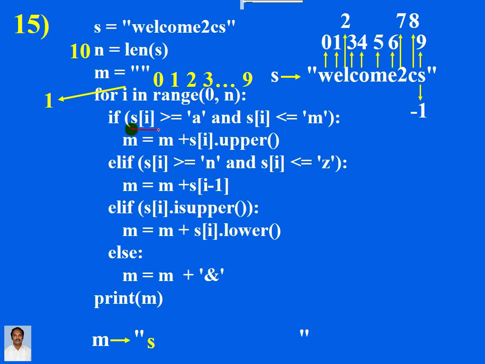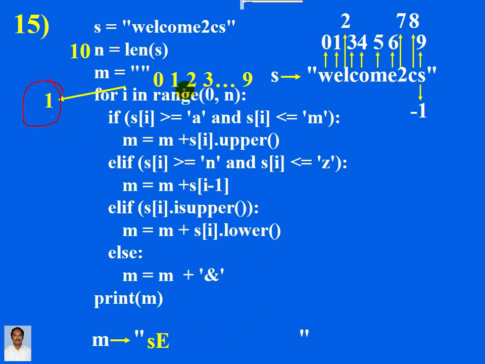After that, I takes the next integer in the range. I is equal to 1. So what is S of 1? E. E greater than or equal to A and E less than or equal to M. Condition true, because E is between A and M. So this will be executed. What is M? String S, that is concatenated with S of 1, small e dot upper. You get capital E. So S concatenated with a capital E, that comes in M. So now M becomes S capital E.